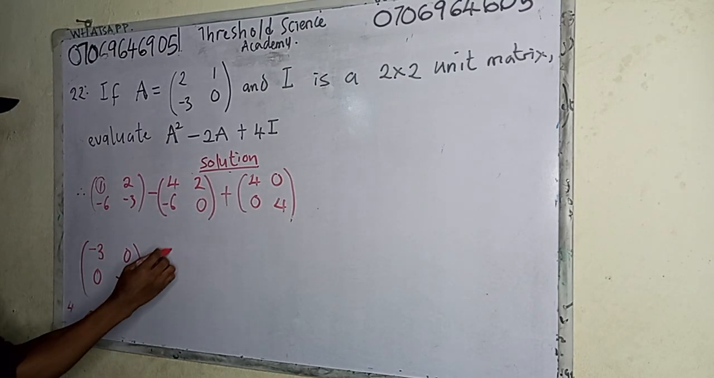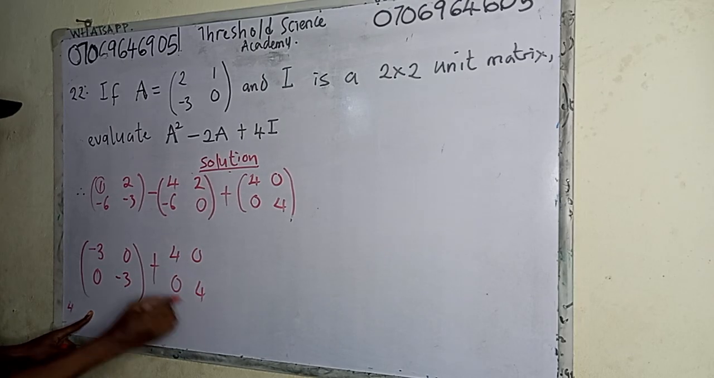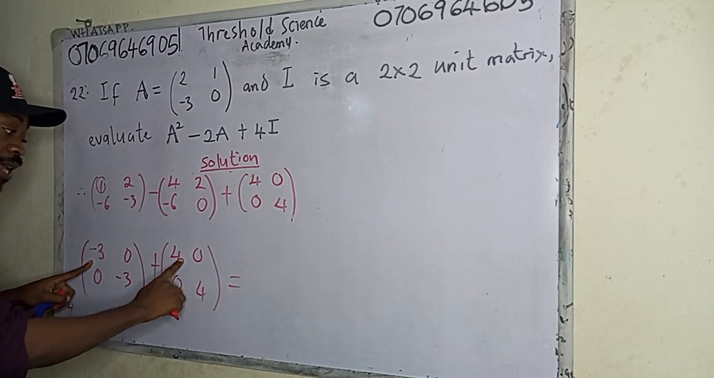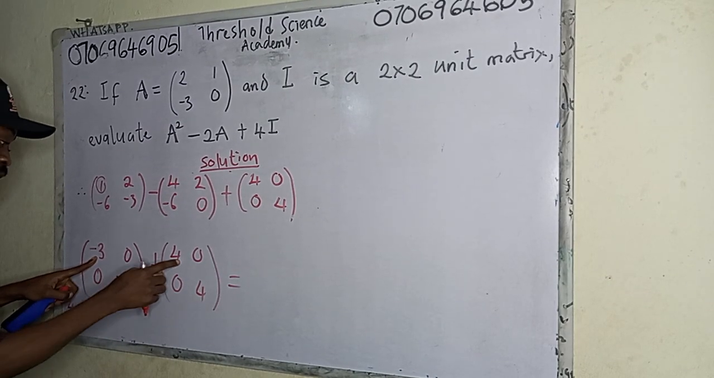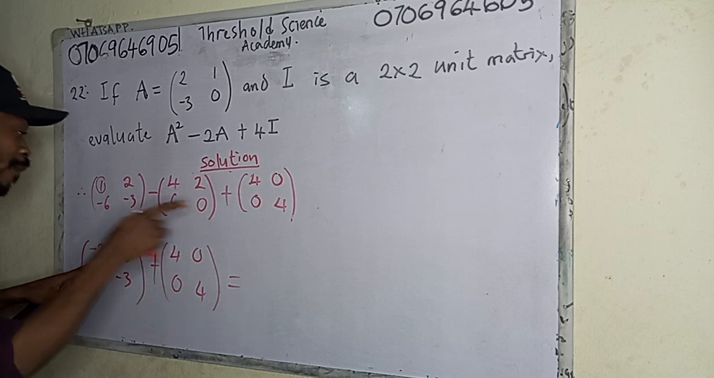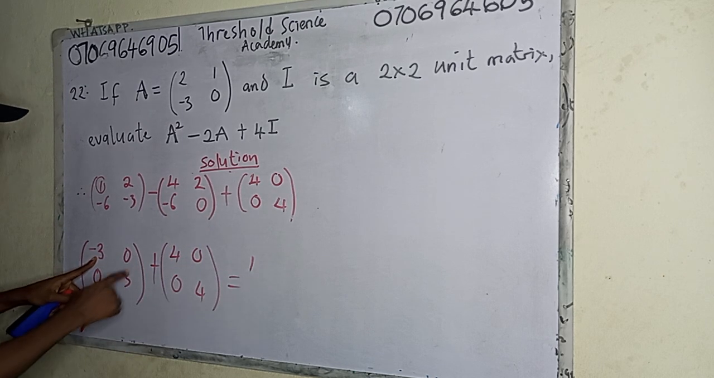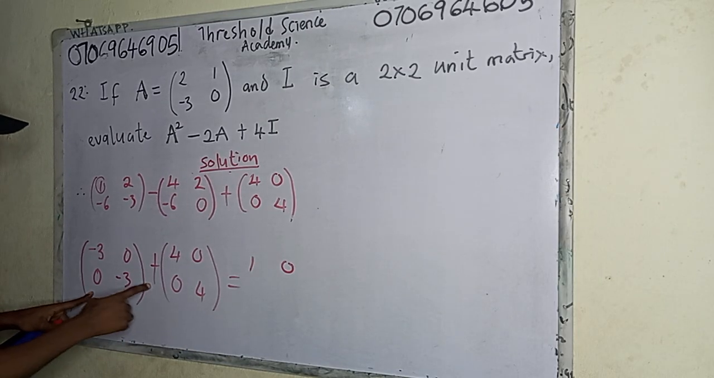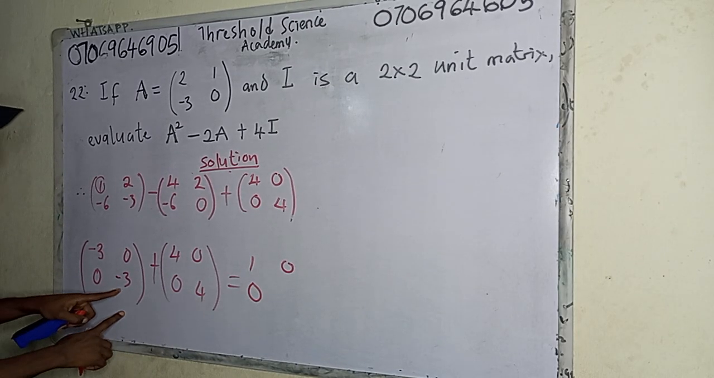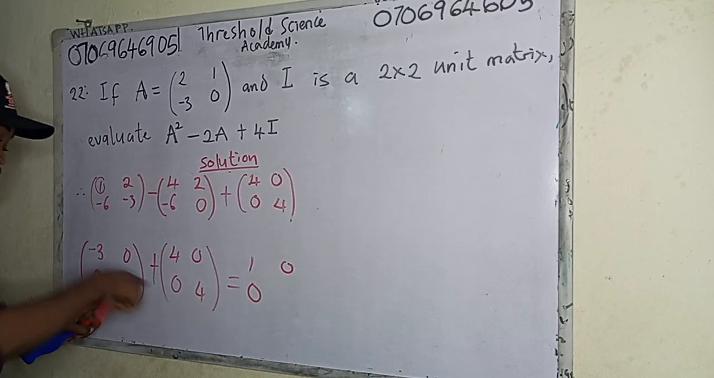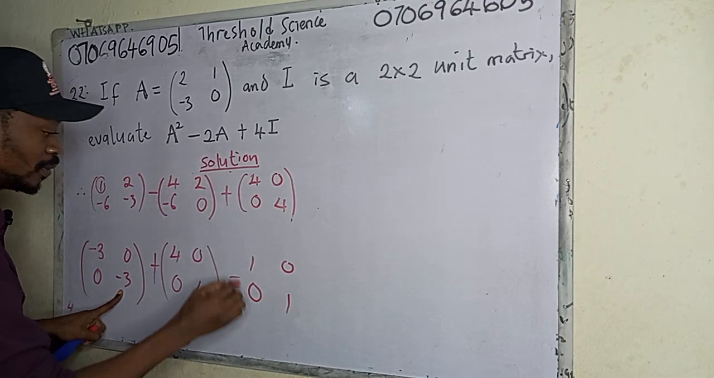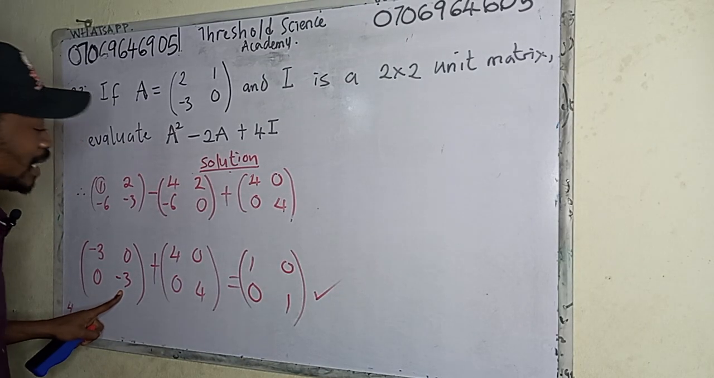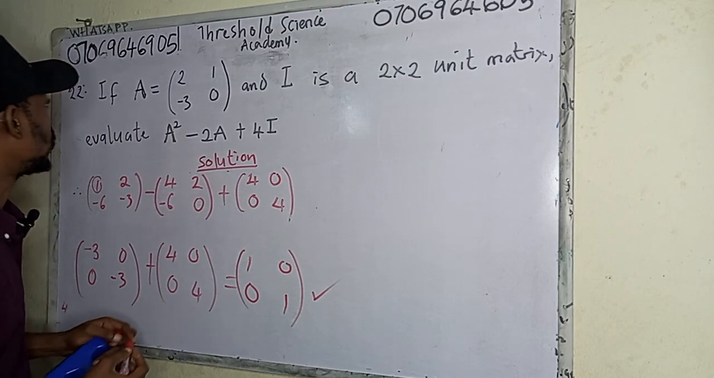Plus, I'm just going to be adding to this one, 4, 0, 0, 4. I'll be taking the corresponding elements: minus 3 plus 4, that's 4 minus 3, which is 1. Then 0 plus 0 is 0. Then 0 plus 0 again is 0. Then minus 3 plus 4, that's 4 minus 3, which is 1. So that is the final answer. It comes out looking just like the identity matrix. So that is the answer to number 22. See you guys in question number 23.